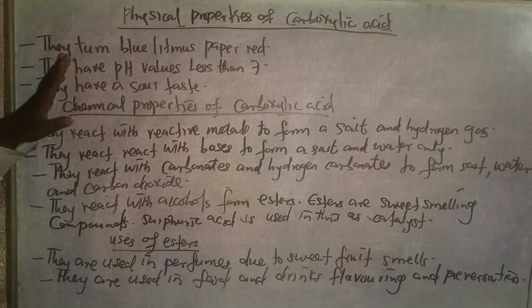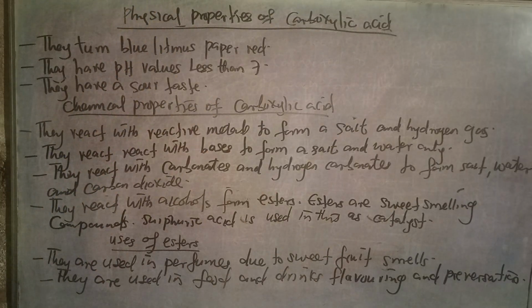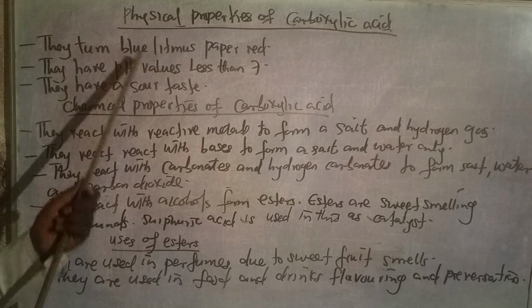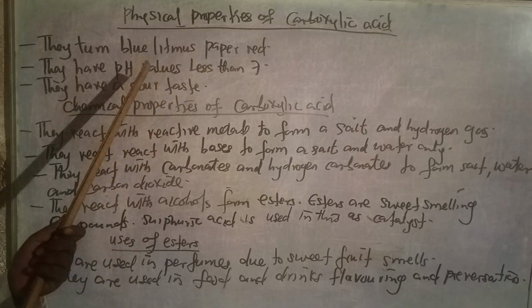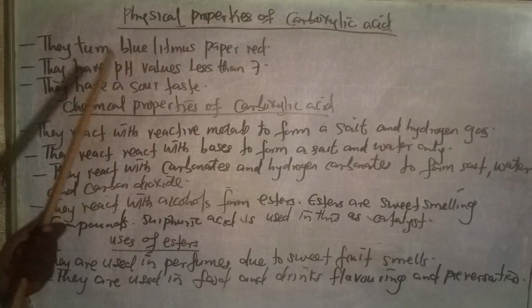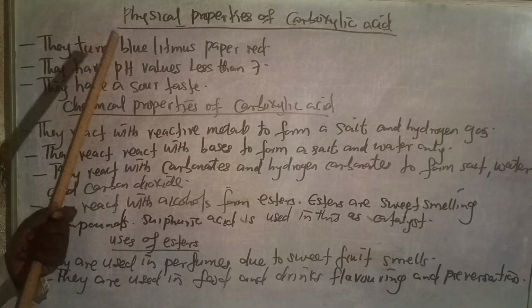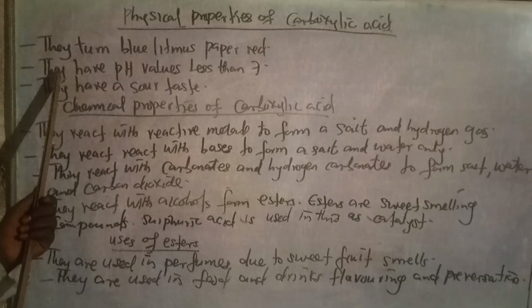Number one, since there's the word acid, it means the properties are the same as the properties of an acid, right? Yes. So all acids turn blue litmus paper red. If one tests an acid, it in fact turns blue litmus paper red. Right? Number two, they have a pH.